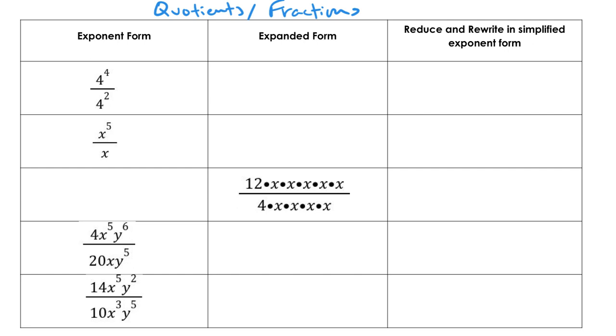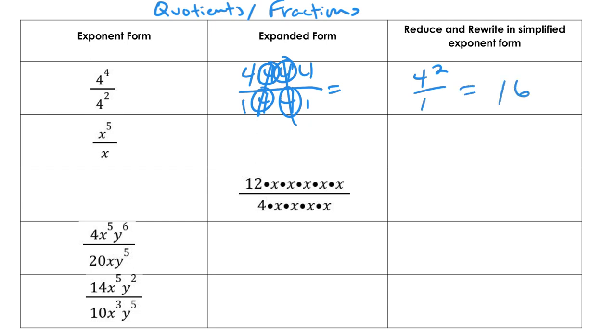The very first one, we have 4 to the 4th power, so that means all these 4s, and 4 to the 2nd power, so we have all those. Now remember, anything divided by itself is 1. So if you have 4 divided by 4, those cancel, giving you 1, and that 4 cancels with that one. So now on the bottom, there's nothing but 1s. On the top, there's 4s. So you have 4 to the 2nd power over 1.